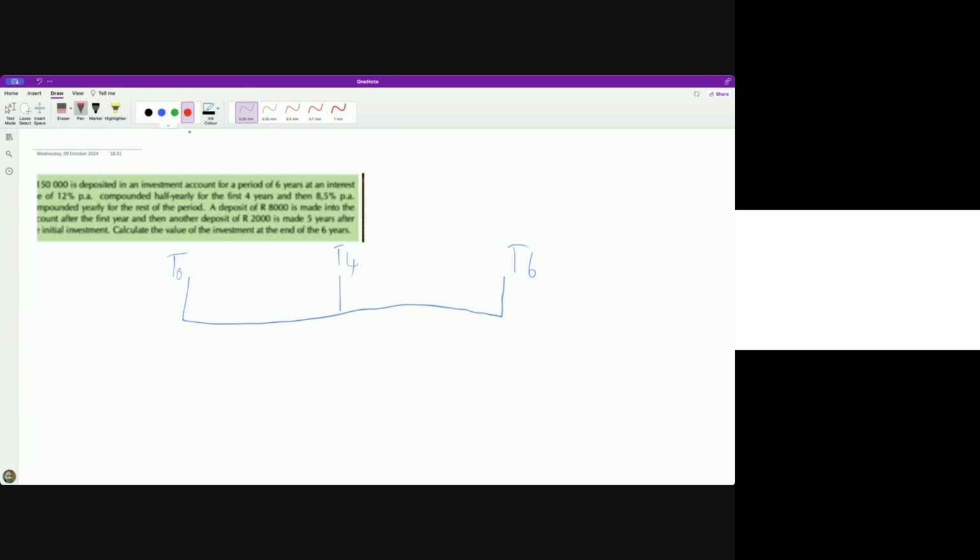The interest rate for the first 4 years is 12%, but it's compounded half yearly. So I divide by 2 for when I'm talking about this bit. But when I'm talking about this bit over here, it says it's 8.5%, so it's 0.085, but it's compounded yearly, so that's actually divided by 1. So basically, half yearly for the first 4 years, and then yearly. Again, give me a thumbs up if you followed this bit.